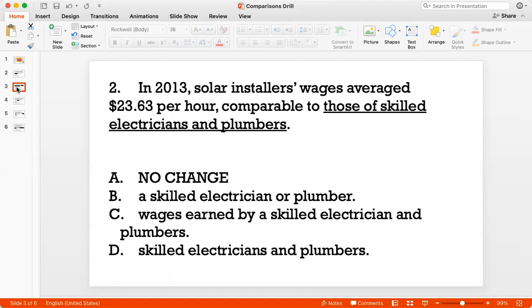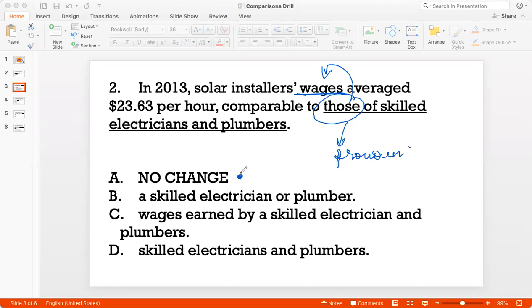Now, again, what are you comparing here? You're comparing wages. You're comparing the wages of solar installers with the wages of skilled electricians and plumbers. So when you say wages of skilled electricians and plumbers, you can use the pronoun those because that acts as a replacement for the noun wages. So actually the way it's written is good. So I'm going to keep it for now.